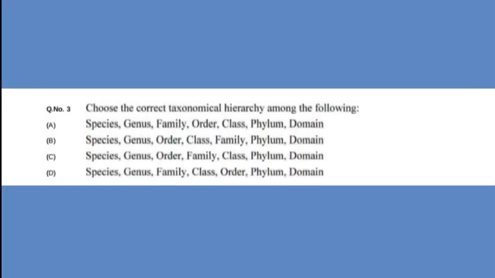Moving to the next question, choose the correct taxonomical hierarchy among the following. The hierarchy is asked here in this question. Starting from species, genus, family, order, class, phylum, and domain. This is the taxonomical hierarchy for classification. Option A is the answer to this question.